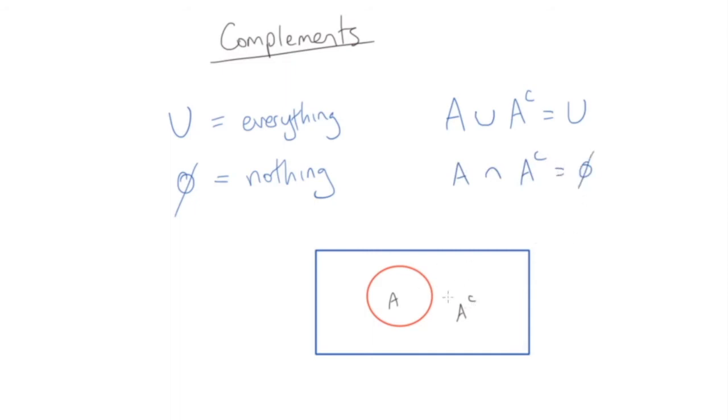And that makes sense as well, right? Because when we take the intersection, we're talking about the overlapping area, but there's no overlapping area between A and A's complement, right? So the overlapping area is empty.